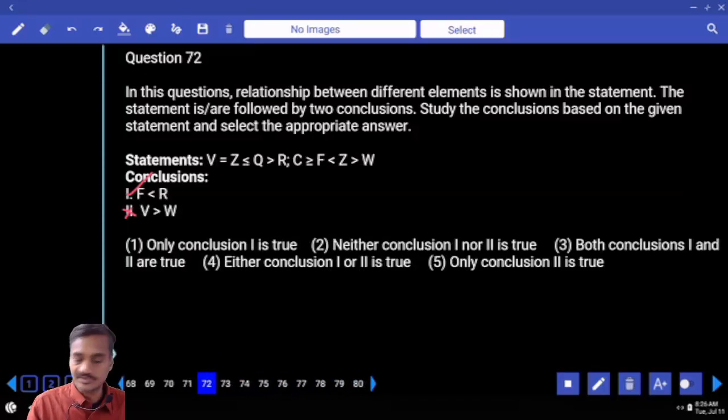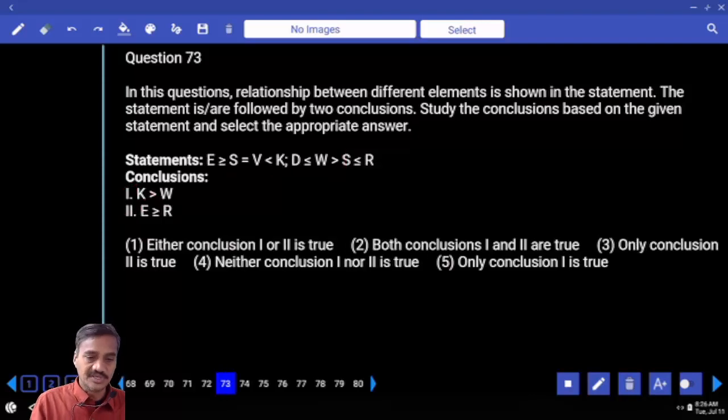Then coming to 72, now the relation between F and R. F is here, R is here. Which element is common? Z is common. F to Z and again from Z to R, two opposite symbols, hence they cannot be related. Then coming to the second one, V and W. Now V to W, V equals Z, and in the place of Z we can take V. Hence V greater than W, definitely true. Only 2, that is choice 5, question number 72.